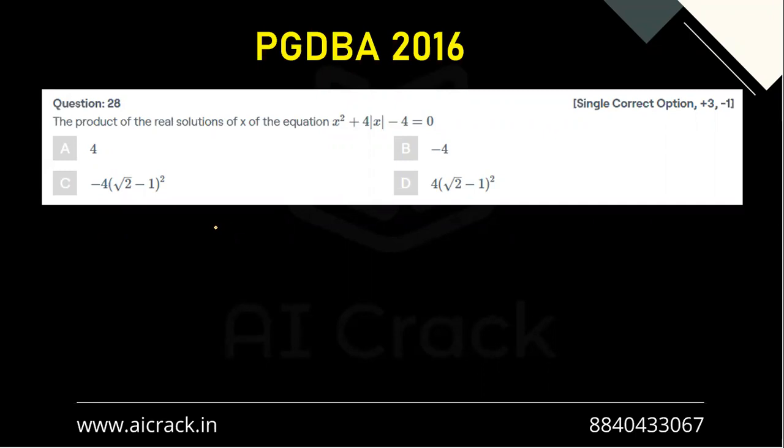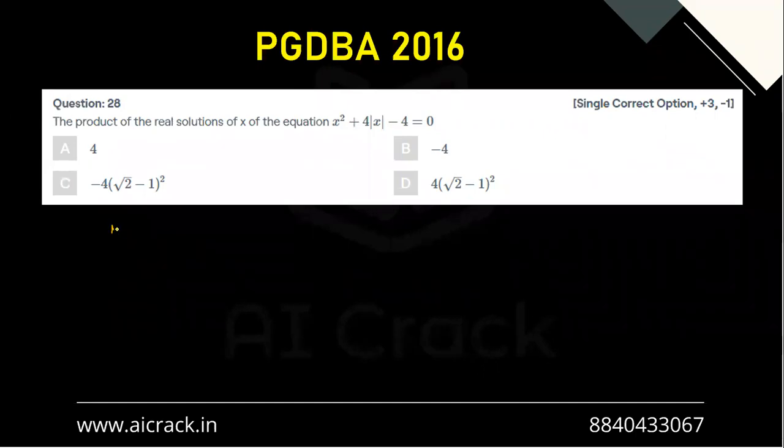Hi everyone, let's discuss question number 28. The product of real solutions of x of the equation x square plus 4 mod x minus 4 equals 0. So this is a very basic question. There will be two methods. I'll be taking method 1, method 2 and one mistake. So I'll cover these three things in this video.